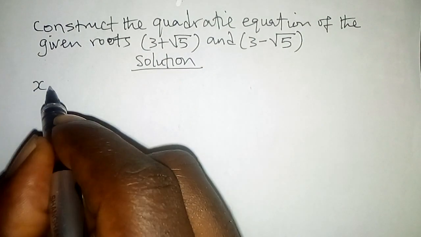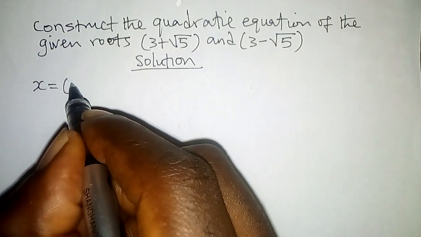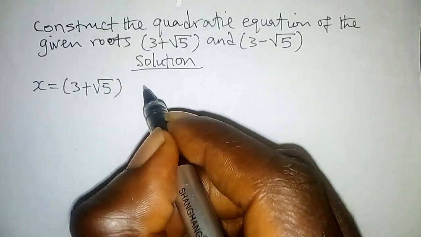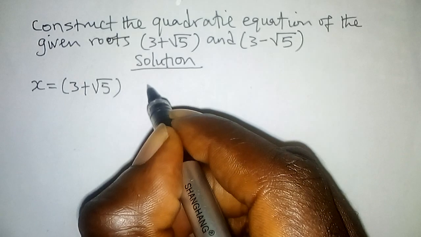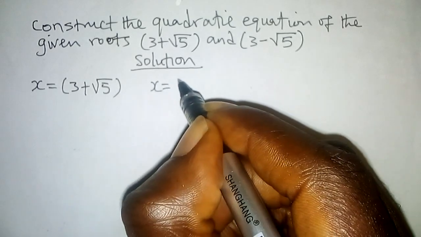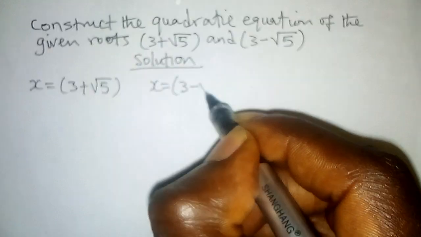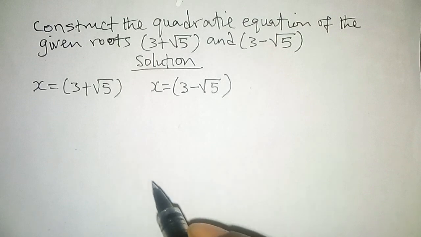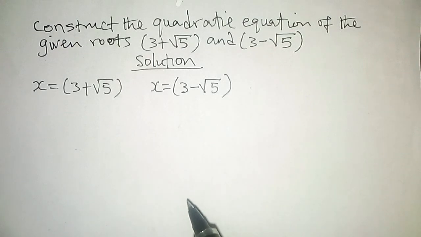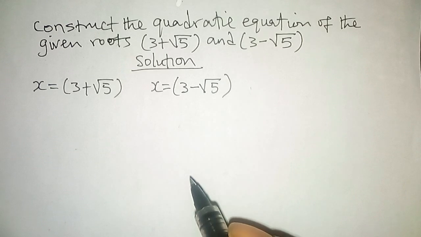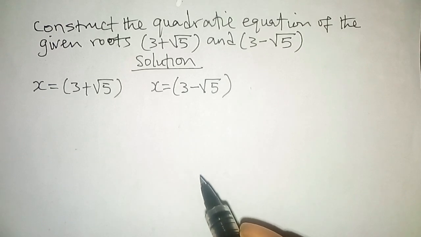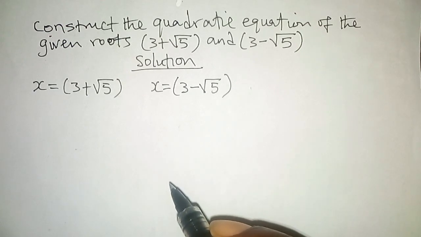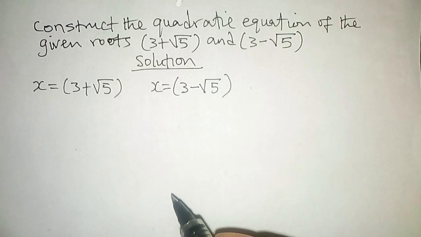The roots are x equal to (3 plus the square root of 5), and we also have another one as x equal to (3 minus the square root of 5). Now what this means is this: finding the roots of a quadratic equation is simply the reverse of factorization. So we are doing the reverse, like starting from the bottom to the top.